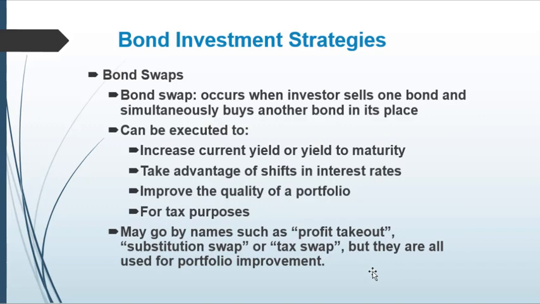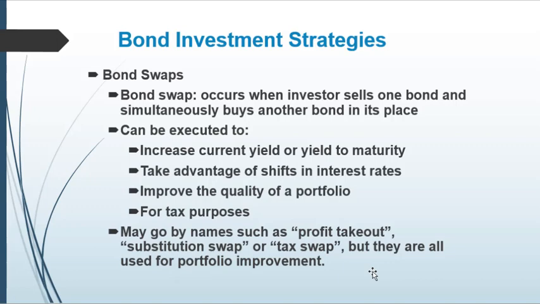This essentially occurs when you sell one bond and simultaneously buy another bond in its place. Why might you want to do that? Well, they have similar risk, but you want to increase your yield to maturity. You want to take some advantage of interest rates, or improve the quality of your portfolio. Maybe you just want to do it for tax purposes. You sell something that's at a loss so you can get a capital loss, and repurchase a similar bond so you're still invested in the bond market, but you get this tax benefit for the sale of the bond.